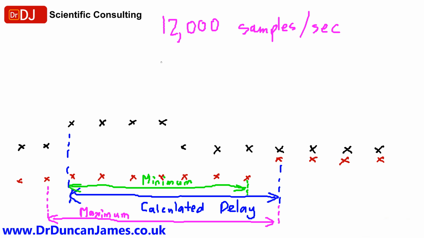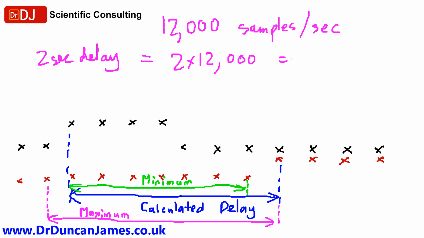Okay, how many samples are there going to be that make up a single delay? Well, we're expecting a 2-second delay, which means that's going to be 2 times 12,000 samples, which is 24,000 samples. So that's how many samples we're expecting to pass by before the second feature appears. That's a good number of samples, because that means we've got quite a lot of accuracy in our measurement. Exactly how much we're going to find out later.